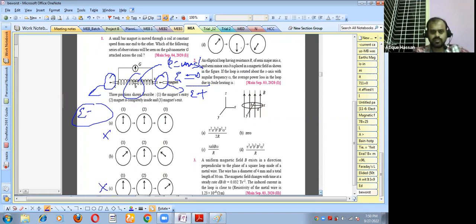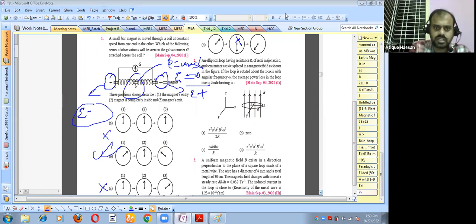Here showing flux is induced in the middle. So here also the indicator is changing, so this is also not possible. So the correct answer is B. Understood? So 1 and 3 should have the deflection opposite, and the middle portion remains as it is. Getting my point? So the correct answer is B. Got it?